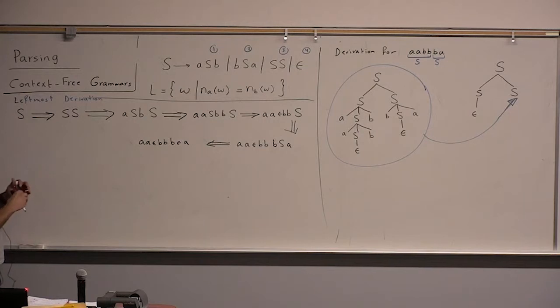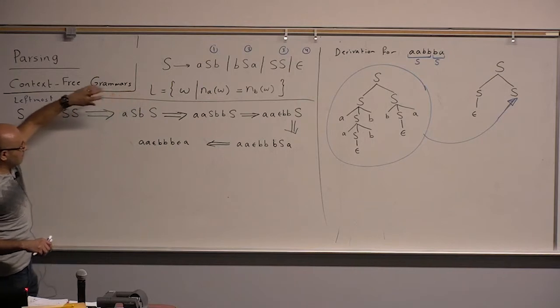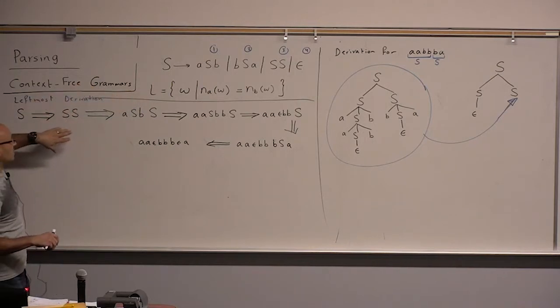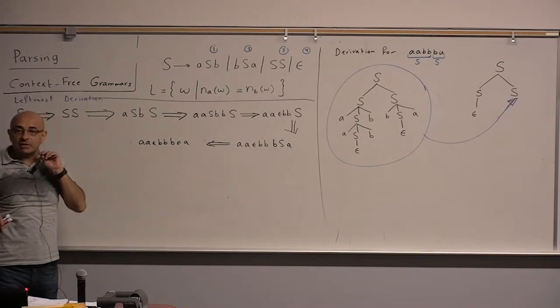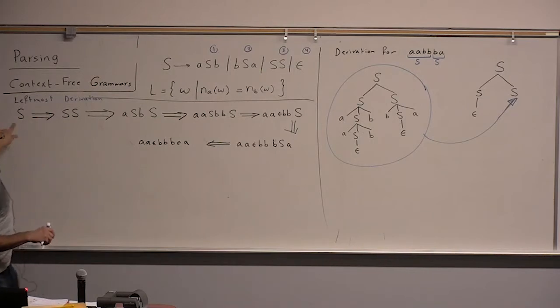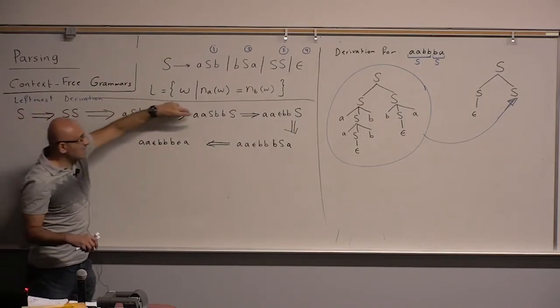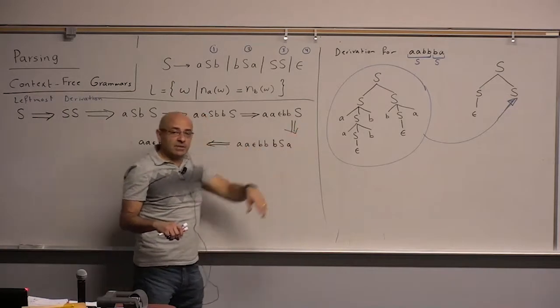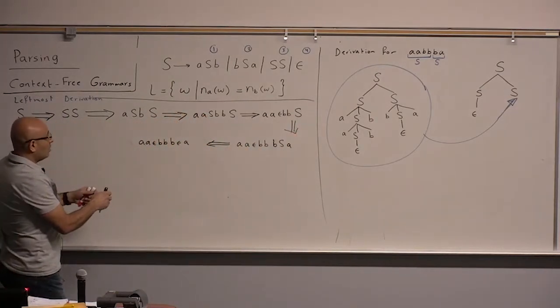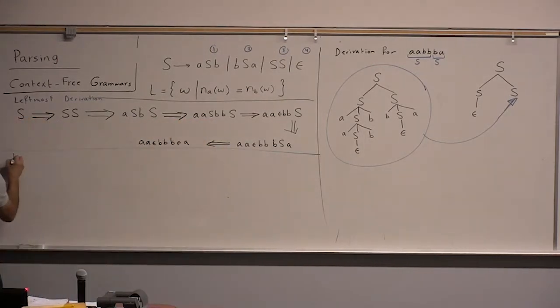Whenever we have this, this is the sentential form, by the way. It's any intermediate step in the derivation that has a mix of terminals and non-terminals. It's a sentential form or an intermediate form. So the first step, we have the start symbol. At the very end, we only have terminals. And in the middle, we have a mix of terminals and non-terminals. Okay, so let's do a rightmost derivation.